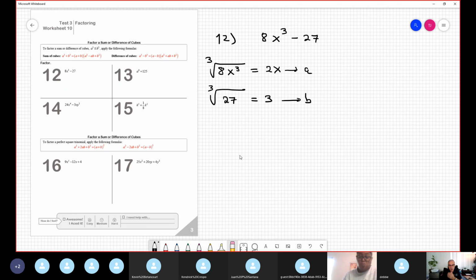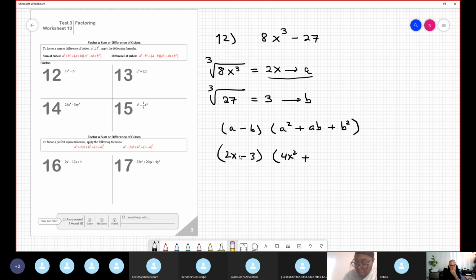So, let me recall the formula. The formula says a minus b times a squared plus ab plus b squared. In our specific example, a is 2x, and b is 3. Now a squared is 2x squared, therefore 4x squared, plus the multiplication of a and b, which in our specific example is 3 times 2x, 6x, plus b squared, 3 squared, 9. Done. Final.